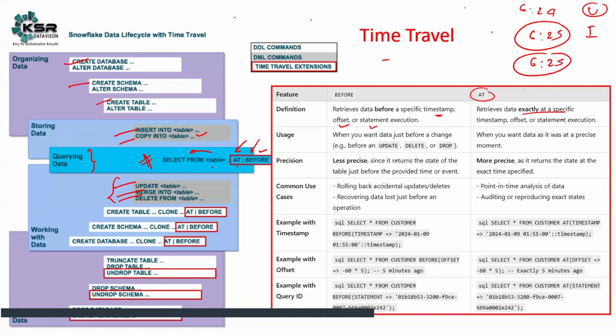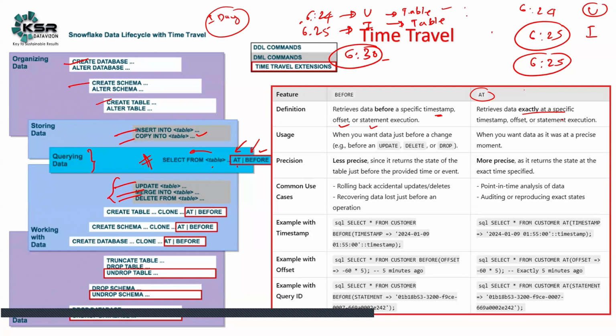Okay. Now I have done some changes. At 6:24, I have updated my table. At 6:25, I have inserted a record in the table. Now my time is 6:30, and I want to see the changes in the backend. My retention period is 1 day, as I said. Since I have a retention period of 1 day, I'm writing a query. I want to see the data at 6:25. What data am I going to see? Will I see the updated one or the inserted one? Only the inserted one.